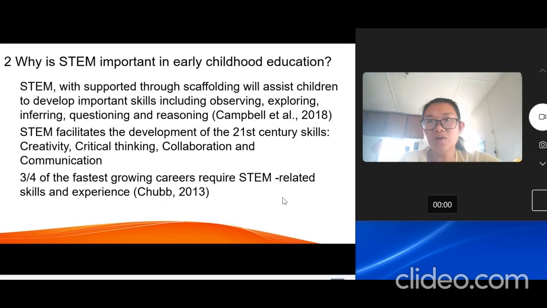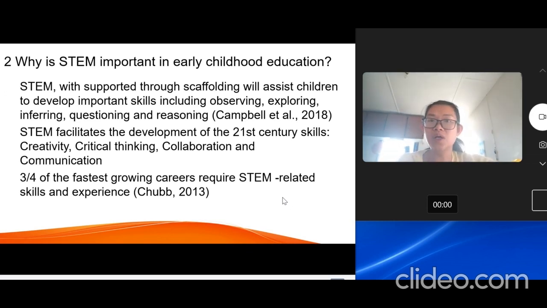The next part will focus on why STEM is important in early childhood education. Campbell et al. in 2018 state that STEM via scaffolding by teachers will assist children to develop very important skills such as observing, exploring, inferring, and questioning. And STEM facilitates the development of the 21st century skills, which we call 4Cs: creativity, critical thinking, collaboration, and communication.